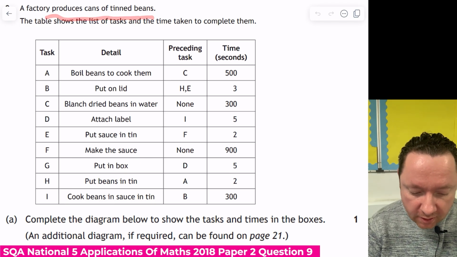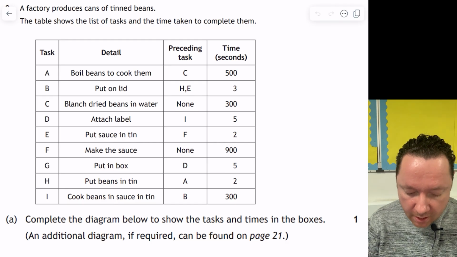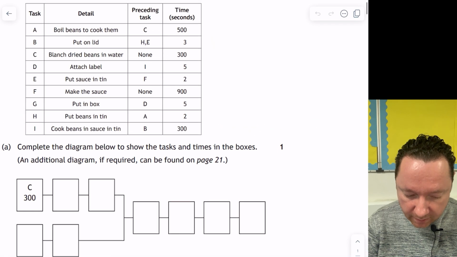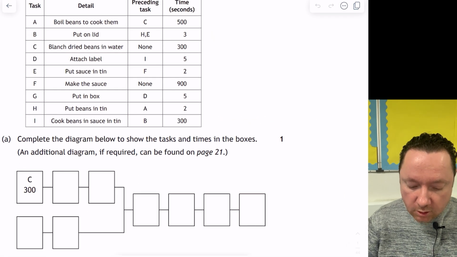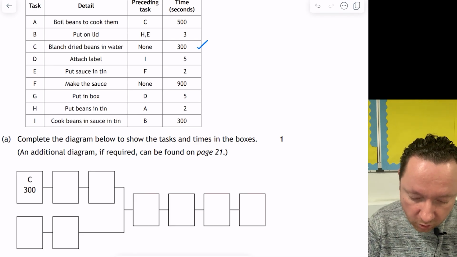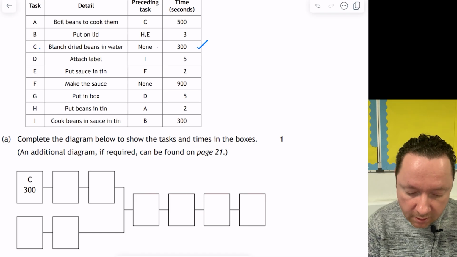SQA National 5 Applications of Maths, 2018, Paper 2, Question 9. A factory produces cans of tin beans. The table below shows a list of tasks and time to complete them. Complete the diagram to show the tasks and times in the box. So there's my tasks and times. Let me just make that a bit smaller so we can see it all. So this is what you call a precedence table. So C's already been done for us because it's on the chart and it says preceding task none is C.